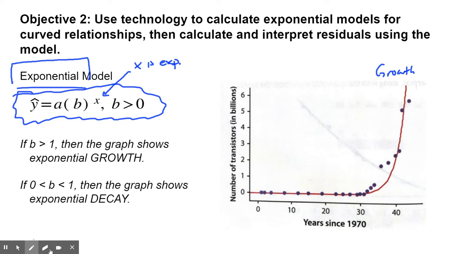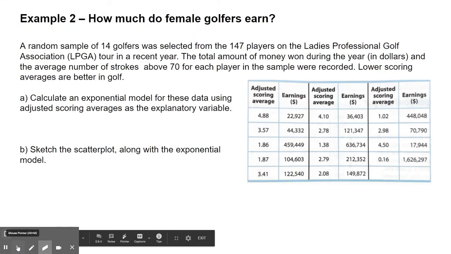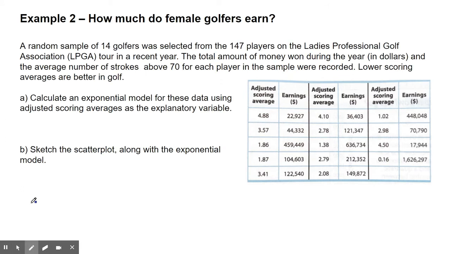All right, so let's take a look at our example. Example 2: how much do female golfers earn? A random sample of 14 golfers was selected from the 147 players on the Ladies Professional Golf Association, or LPGA Tour, in a recent year. The total amount of money won during the year in dollars and the average number of strokes above 70 for each player in the sample were recorded. Low scoring averages are better in golf. Calculate an exponential model for these data using adjusted scoring averages as the explanatory variable.